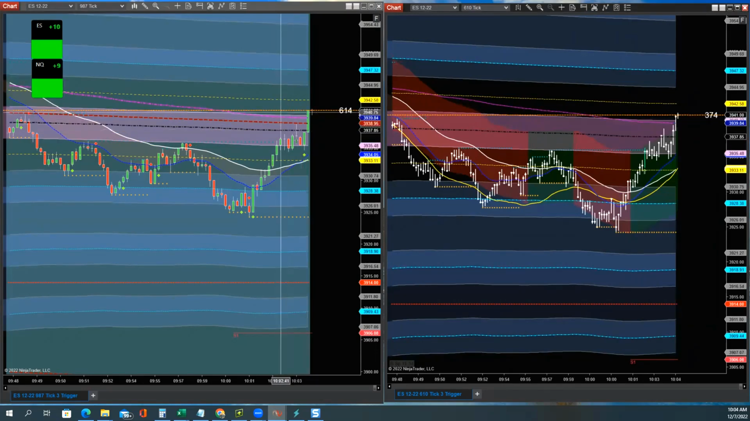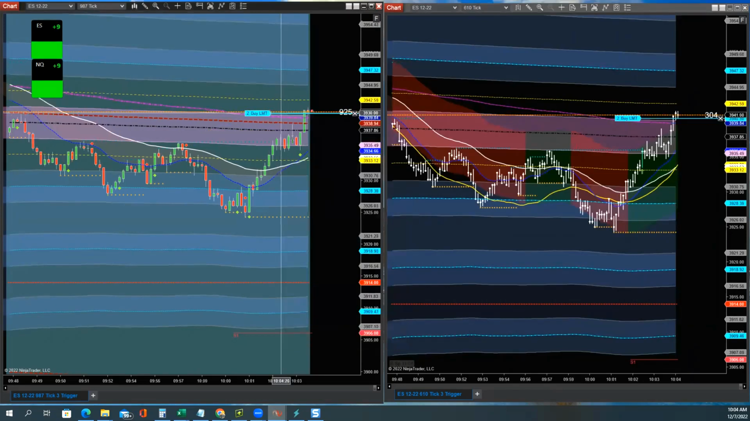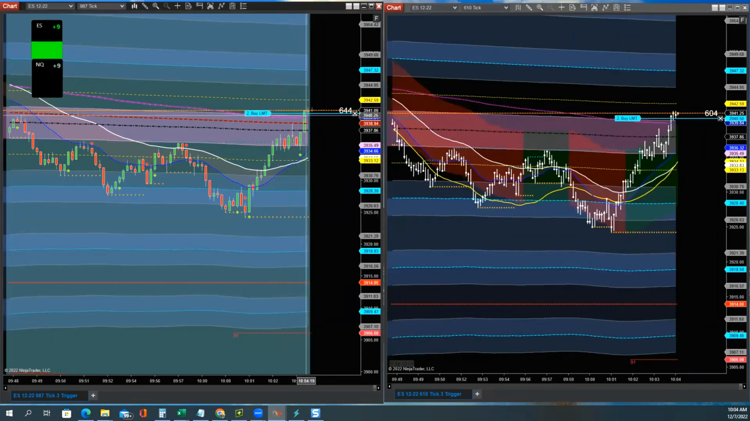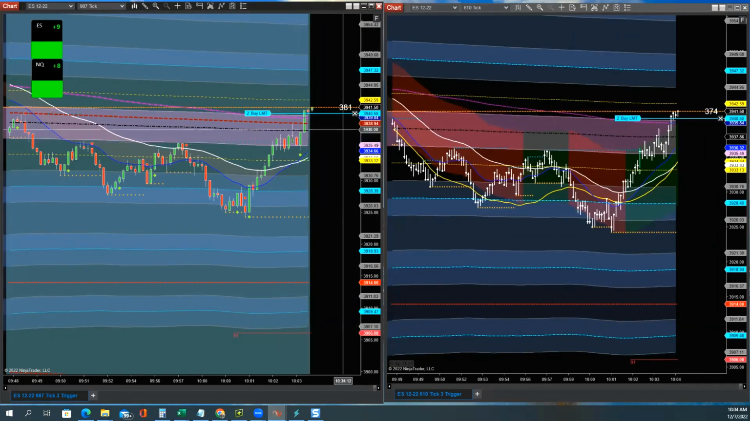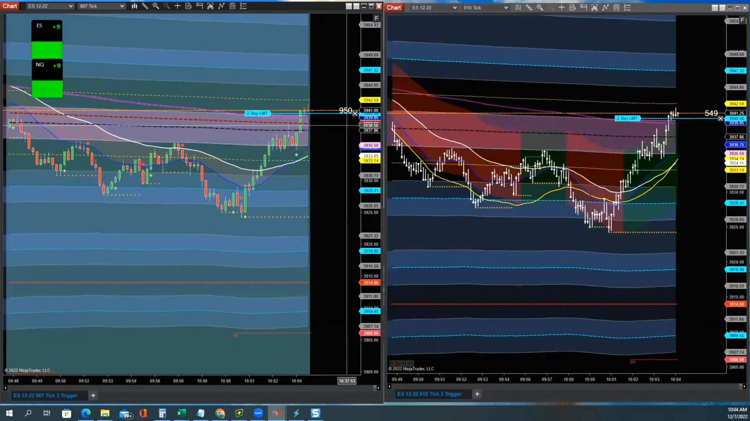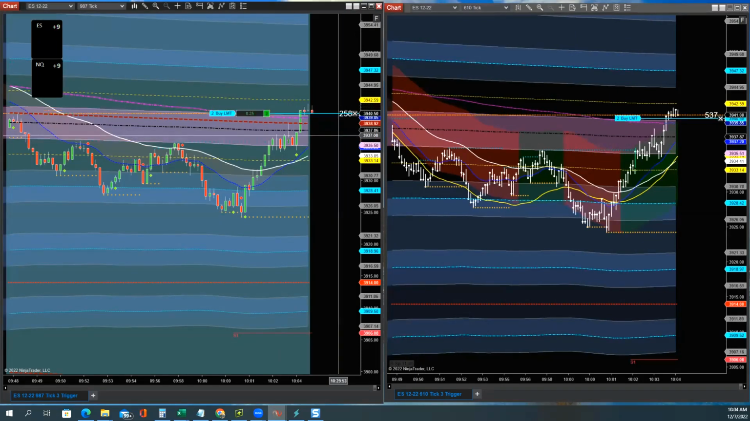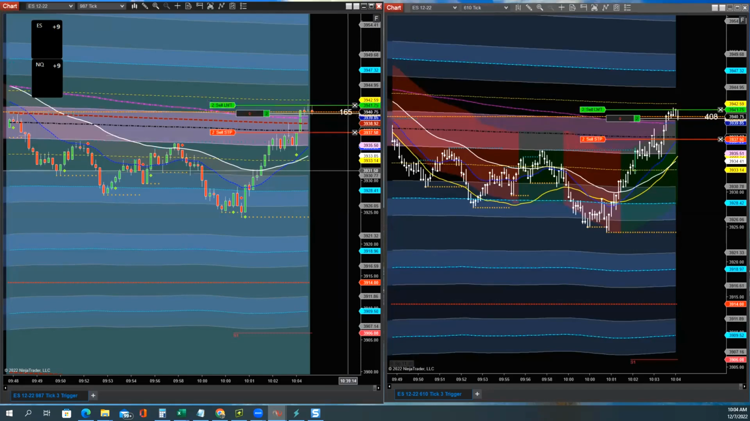There we have a nice strong... Okay, so we're seeing this. My entry would be right here. Order submitted. We're breaking the upper band of the VWAP. So that's a good trade here. I can get filled. If I don't, then that's fine. Let's see. Order submitted. Here we are.